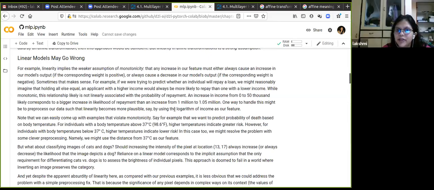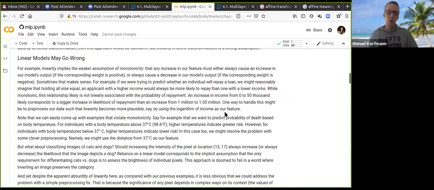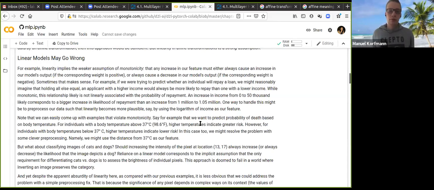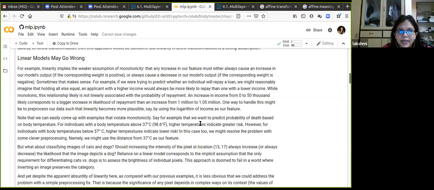So for that case we are using logarithm. One way to handle this might be to pre-process our data such that linearity becomes more plausible, by using the logarithm of income. So when we use logarithm, the weightage of that feature, income, will decrease. Note that we can easily come up with examples that violate monotonicity.